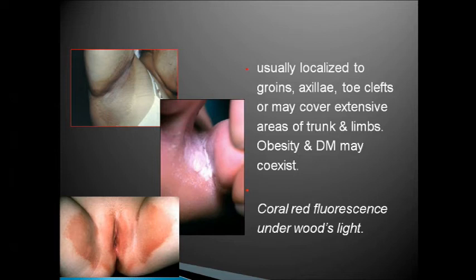So the activity of disease can be monitored by Woods lamp. Suppose we have started the treatment and patient is fully cured. When we see it under 365 nanometer UV Woods light, the coral red fluorescence will be present if the disease is active. If coral red fluorescence is not present, that means Corynebacterium is dead or not actively dividing.